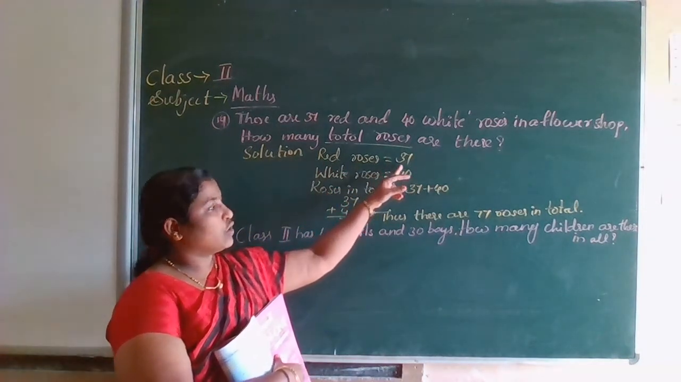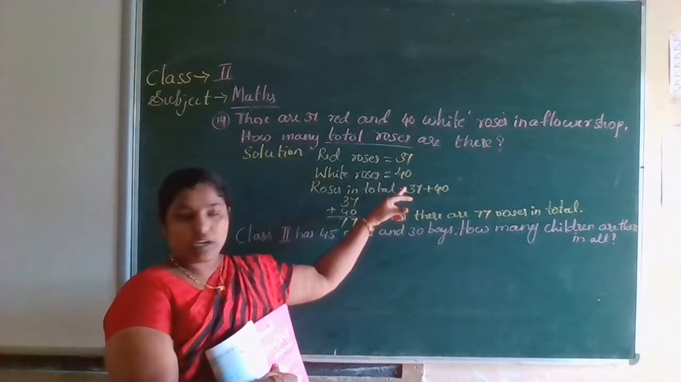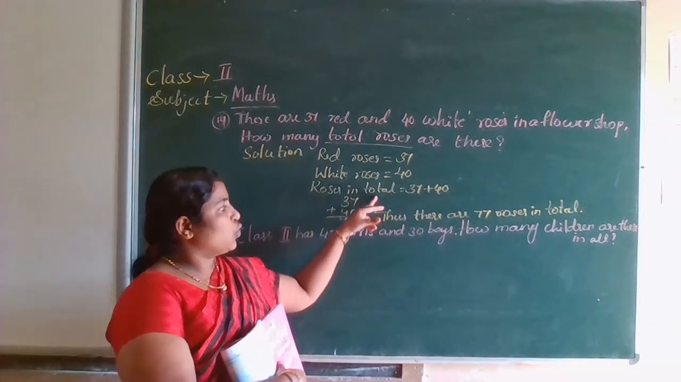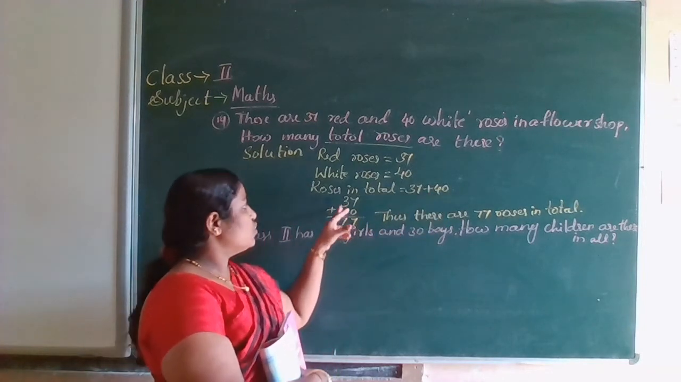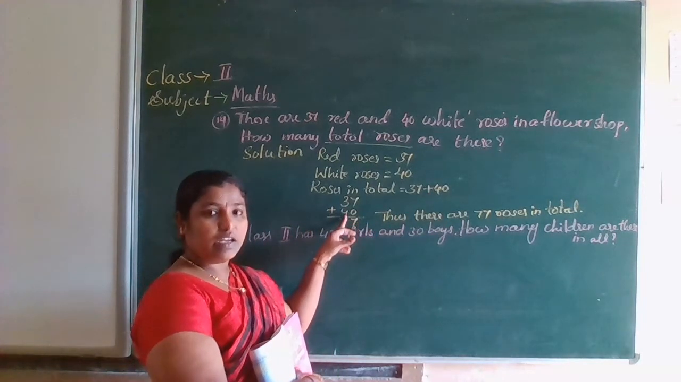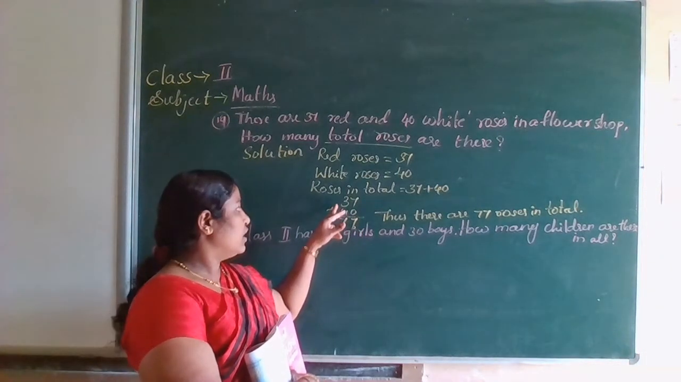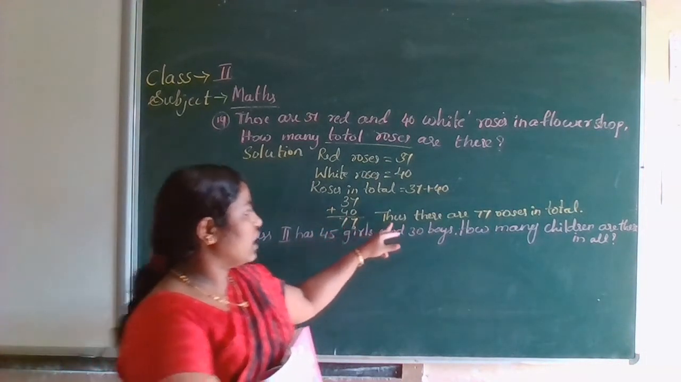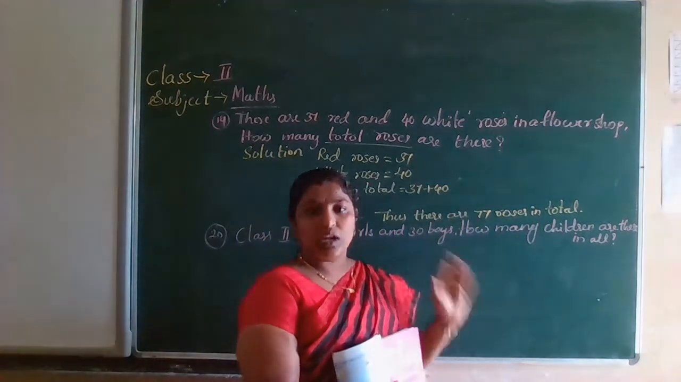Okay, see solution. Red roses is equal to 37, white roses is equal to 40, roses in total is equal to 37 plus 40. So 37 plus 40, write in the column. 7 plus 0, 7, 3 plus 4, 7. Thus there are 77 roses in total.